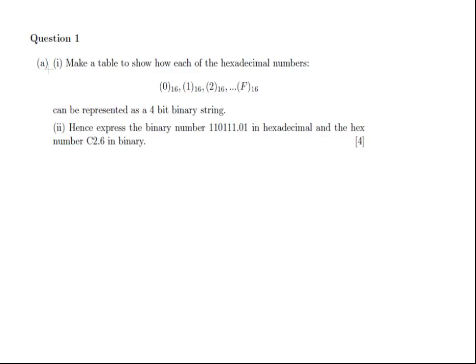So this is the 2006 question 1 on numbers, and the first part of it is: make a table to show how each of the hexadecimal numbers 0, 1, 2 all the way up to F can be represented as a 4-bit binary string. So what I'm going to do first off is, in red, we'll have the hexadecimals, and beside them we'll have the 4-bit binary string. I'm going to split this table up into 3 parts, okay?